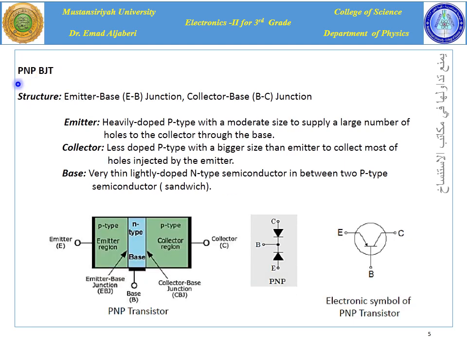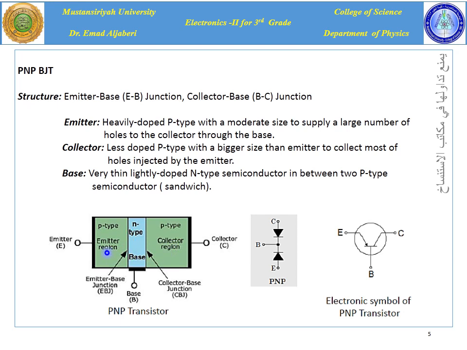Now we take PNP transistor. The structure of PNP transistor is shown in this figure. We see here three regions: emitter, base, and collector. Both the emitter and collector are p-type semiconductors, whereas the base is n-type semiconductor. We can see here the collector is bigger than the emitter. This will help collector to collect most of holes that are injected from emitter to the collector.